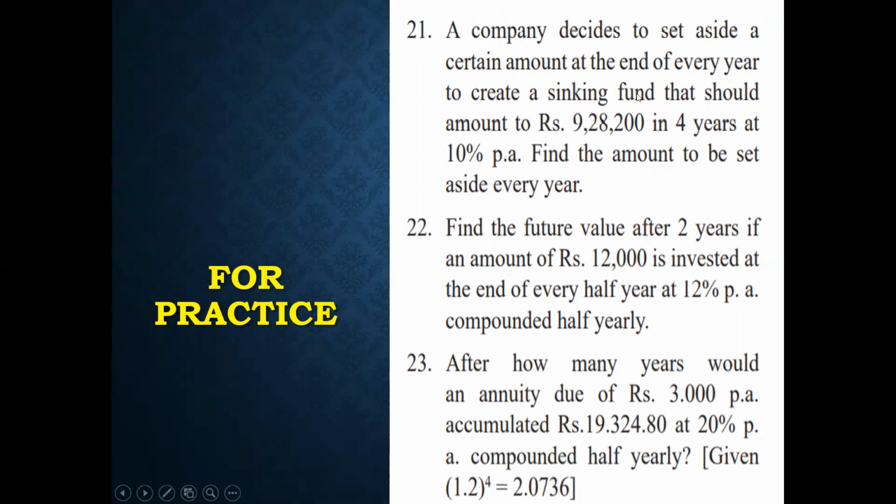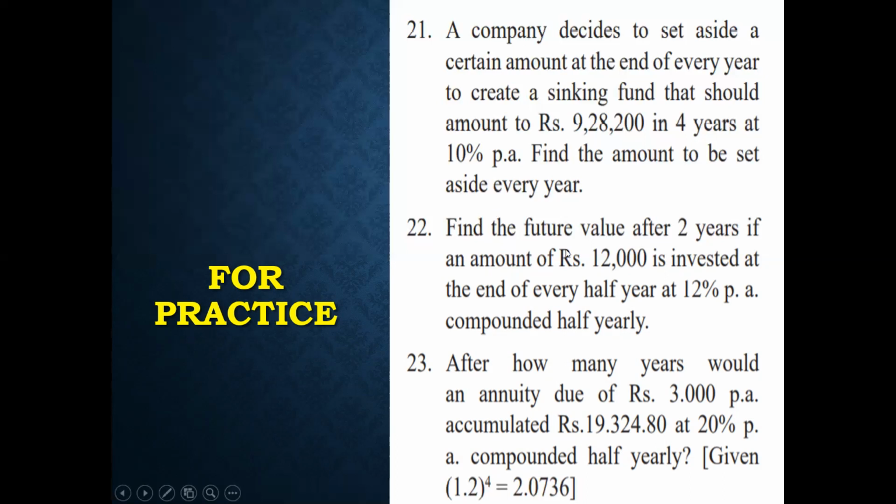So as you all can see, there is the word end over here. So it represents immediate annuity. A is already given to you. N is also given. I is also given. R. You have to find the amount to be set aside every year. So the amount kept aside every year is represented by the letter C. So you can use the same formula, A is equal to C upon I into (1 plus I) raised to N minus 1, and you can find out.